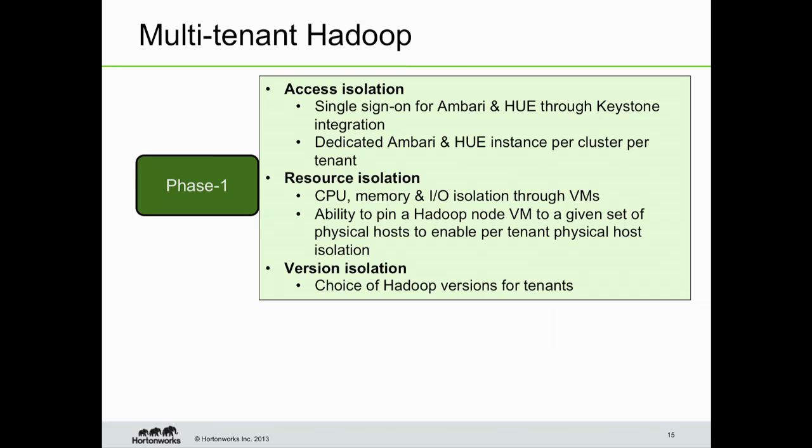All right, the last part is multi-tenancy. So for phase one, I've split it in three dimensions. There is access, resource, and version isolation. Now, resource and version isolation is sort of free to some extent by function of running inside virtual machines. There is one aspect of resource isolation, though, that is important here, and that is the ability to pin a Hadoop node to a certain physical host.